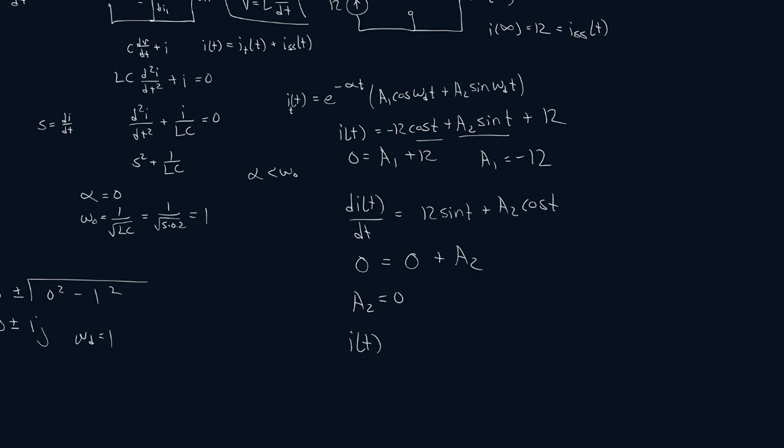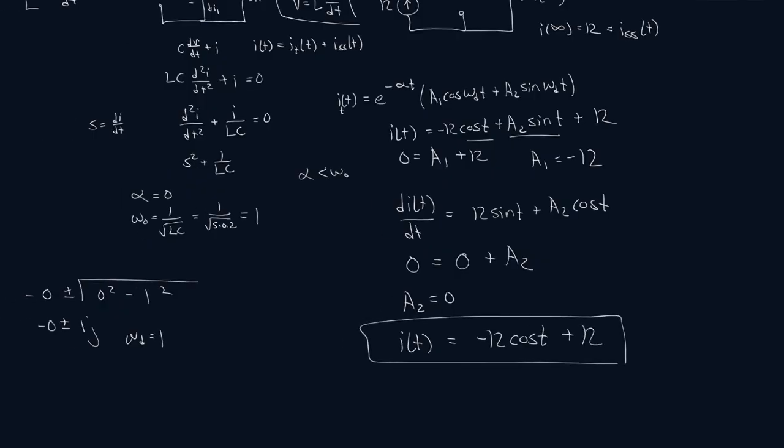So now our IT will just look like the following: minus 12 cos t plus 0 plus 12, and that's your answer for IT.